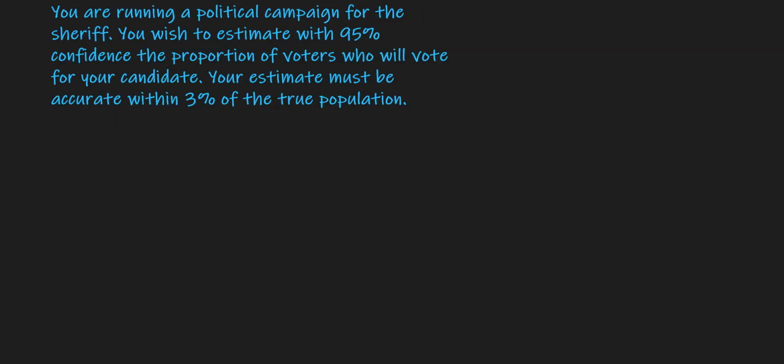Let's try to figure this one out. You are running a political campaign for the sheriff. You wish to estimate with 95% confidence the proportion of voters who will vote for your candidate. Your estimate must be accurate within 3% of the true population. Well, geez, that seems like not much information, right? Well, because we don't have a preliminary estimate for P hat, we can use P hat equals 0.5 and Q hat equals 0.5.